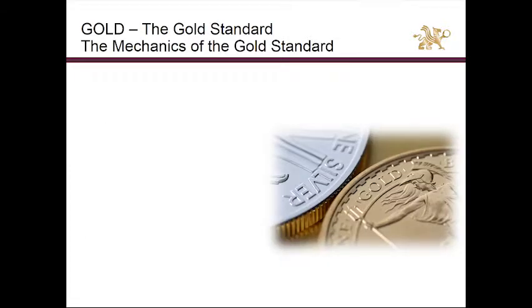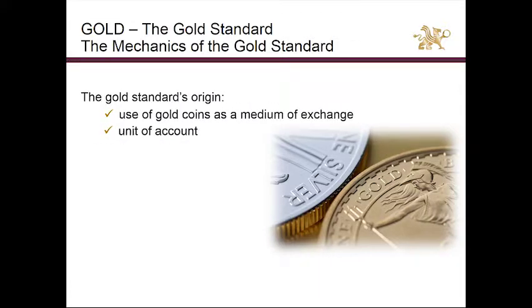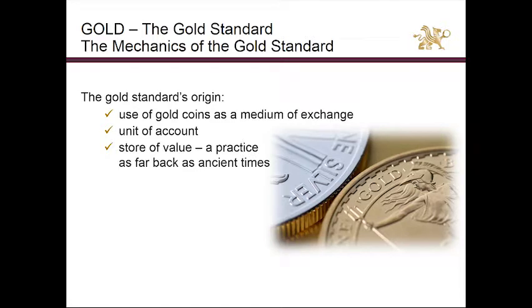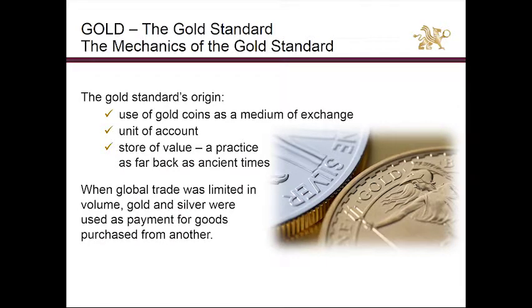The gold standard had its origin in the use of gold coins as a medium of exchange, unit of account, and store of value, a practice that dates to ancient times. When international trade was limited in volume, payment for goods purchased from another country was typically made in gold or silver. However, as the volume of international trade expanded in the wake of the Industrial Revolution, a more convenient means was needed.